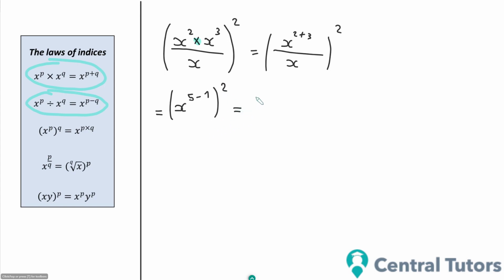Now let's simplify in the brackets. We have x to the power of 4 all squared. And this time we have a power to a power. So we need to use this rule over here. And we see that we need to multiply the indices. So we have x to the power of 4 multiplied by 2. That's going to be x to the power of 8.